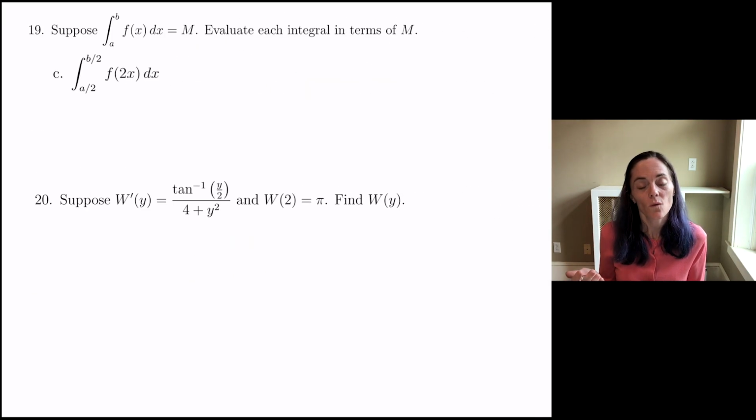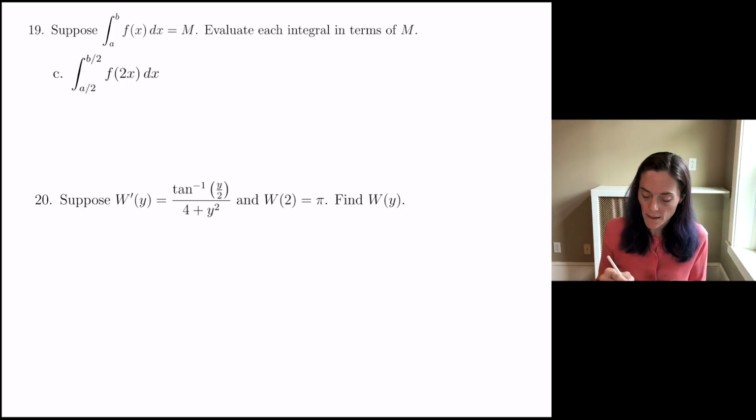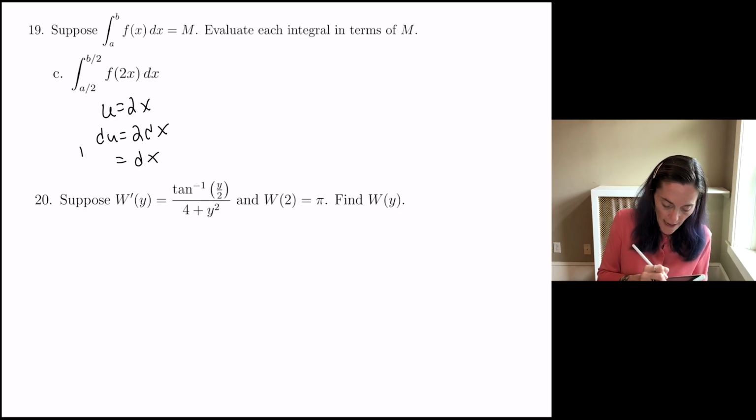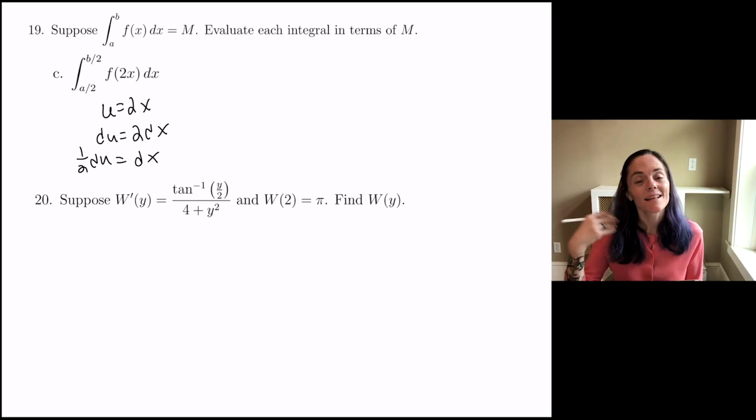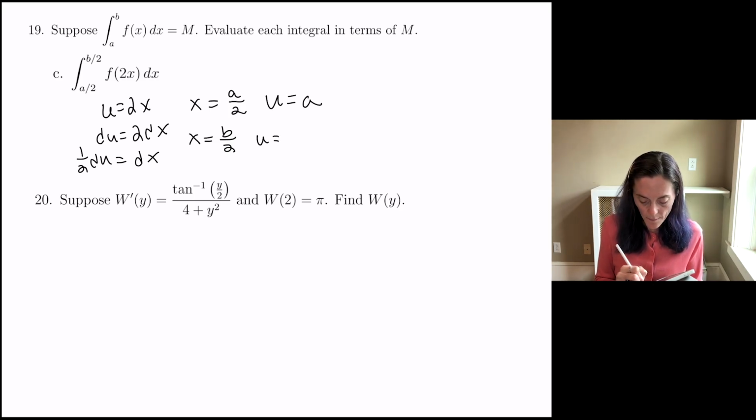Letter C. Once again, we have to think substitution here, change our limits of integration. So in this case, u is 2x, du is 2 dx. We have dx, which is 1/2 du. Let's change our limits of integration. My x ranges from a over 2 to b over 2. Here u would be a, here u would be b.